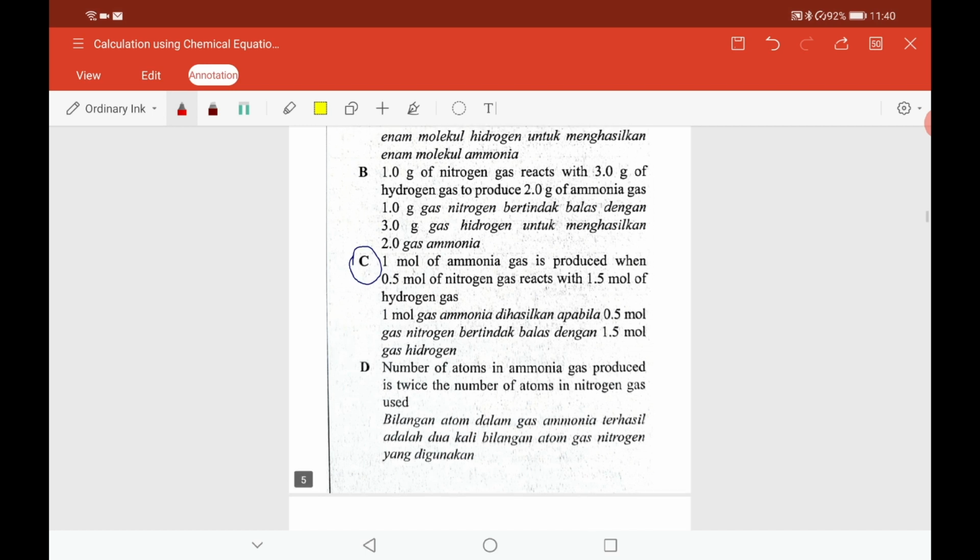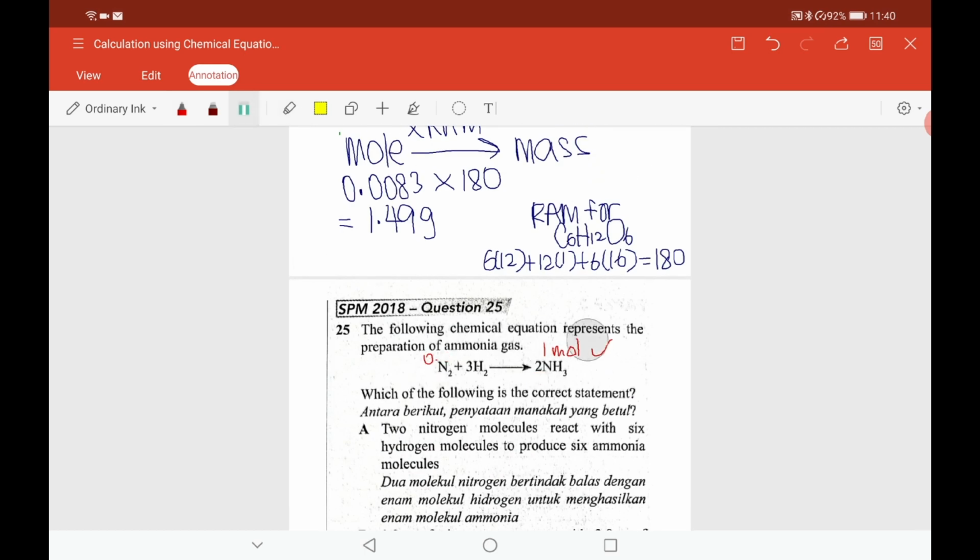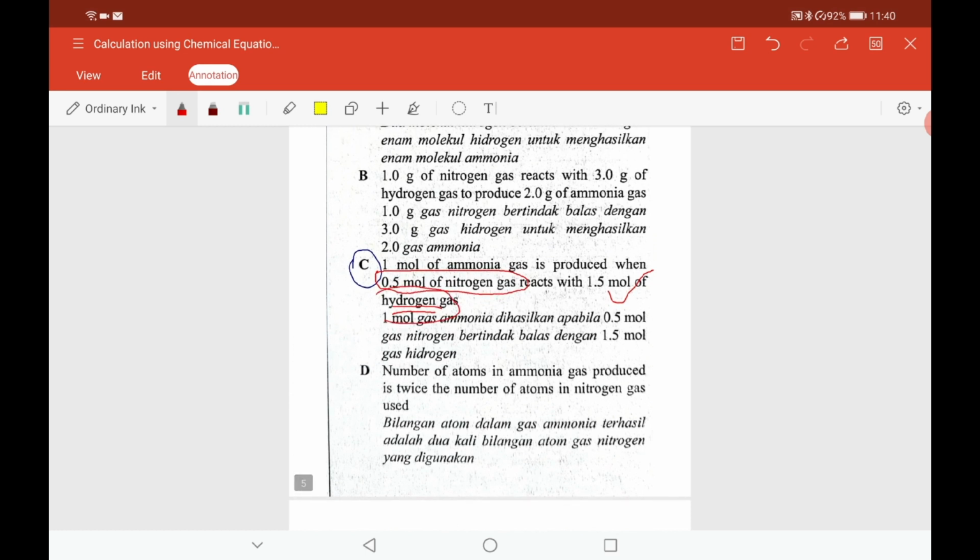Let's say we have 0.5 mole of nitrogen. Can we double check whether the hydrogen is 1.5? Let's check the hydrogen. If the nitrogen here is 0.5, how much hydrogen do we have? According to the ratio, nitrogen is 1 and hydrogen is 3. 1 and 3 is triple. So when 0.5 is tripled, you get 1.5. So the hydrogen is 1.5, which is the same as the answer here.